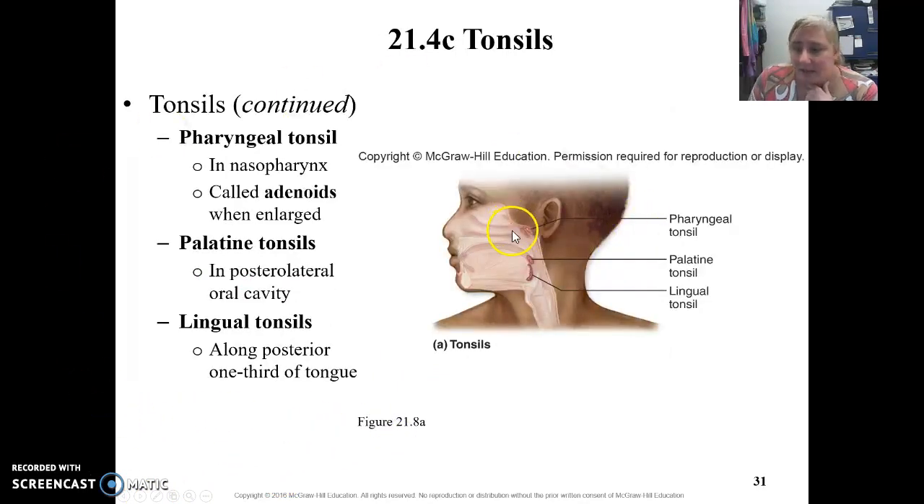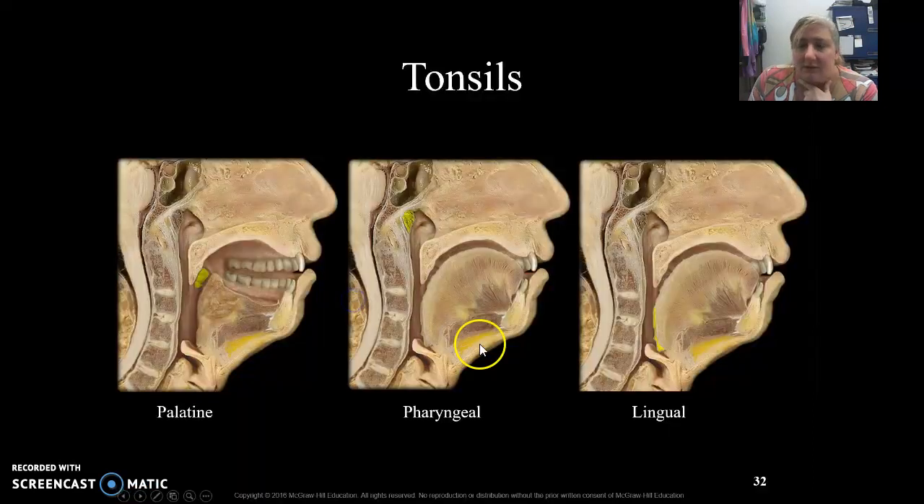So we have 3 types of tonsils. We have the pharyngeal tonsils here. These are also known as the adenoids when they are inflamed, especially. Palatine tonsils, so pharyngeal and palatine are the 2 that we typically have removed when we have our tonsils removed. And then we have the lingual tonsils, which typically do not get removed. And again, you can see the palatine here, the pharyngeal here, and the lingual here.